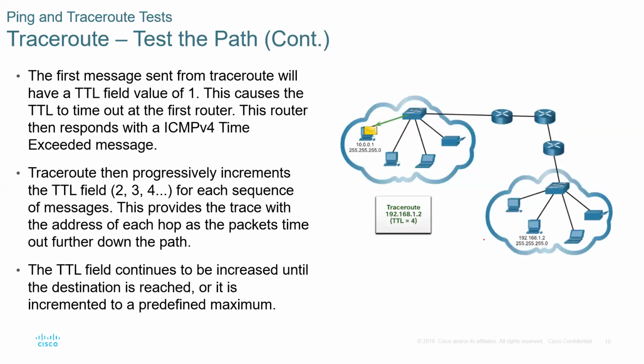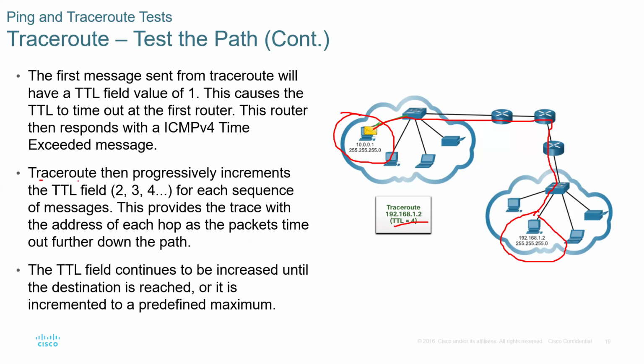So the first message sent on traceroute will have a TTL field of 1. This causes the TTL to time out on the first router. So for instance, you are sending a particular ping from here to this one here. You see the traffic comes here, comes to this, comes to this, comes here, and comes here. So you see it's saying TTL is 4. Why is it 4? Because of the number of hops that it has to cross.